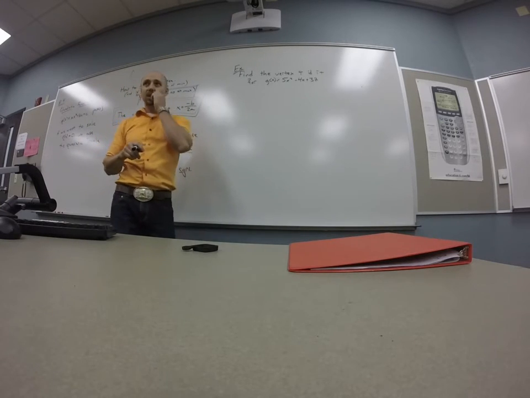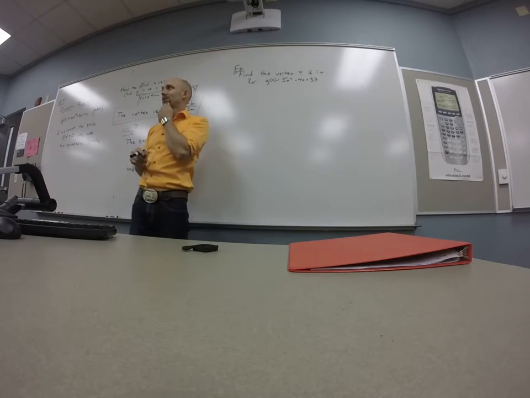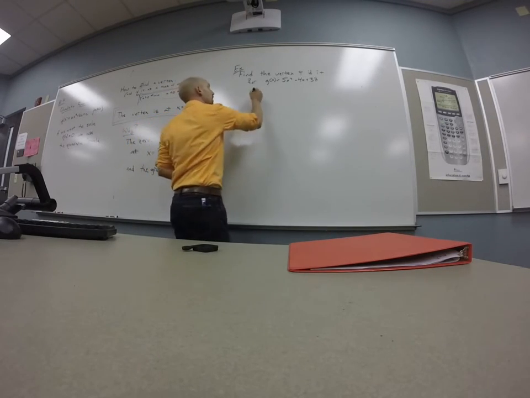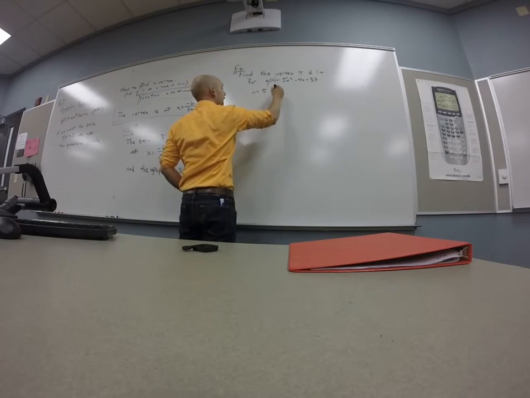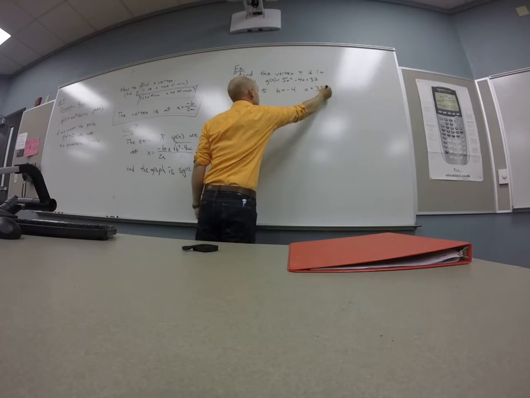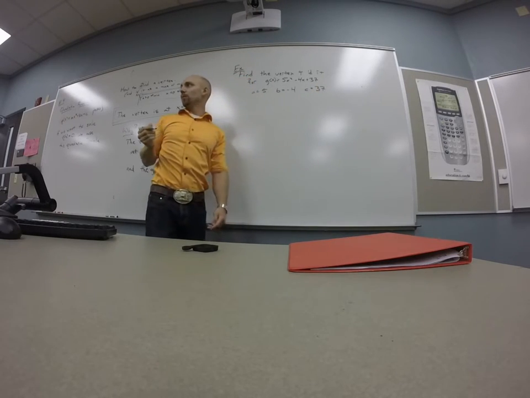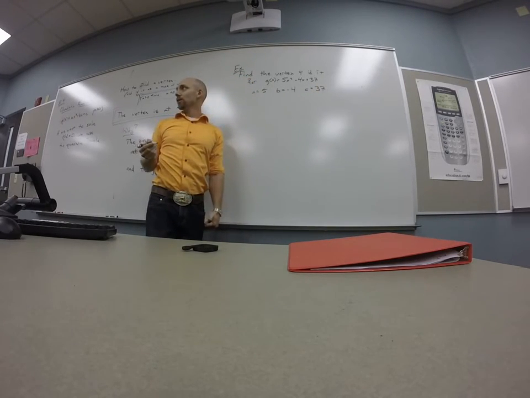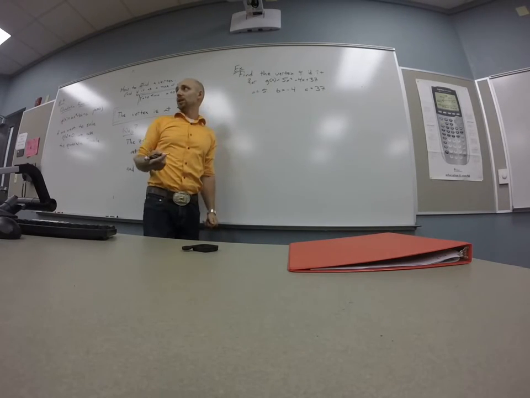So can we calculate this? Where's the vertex? How about this? What are A, B, and C? Okay, A is 5, B is negative 4, C is 37. You guys should hopefully be good at this from your practice with the quadratic formula, right? Here I'm not doing the quadratic formula though. This is easier.